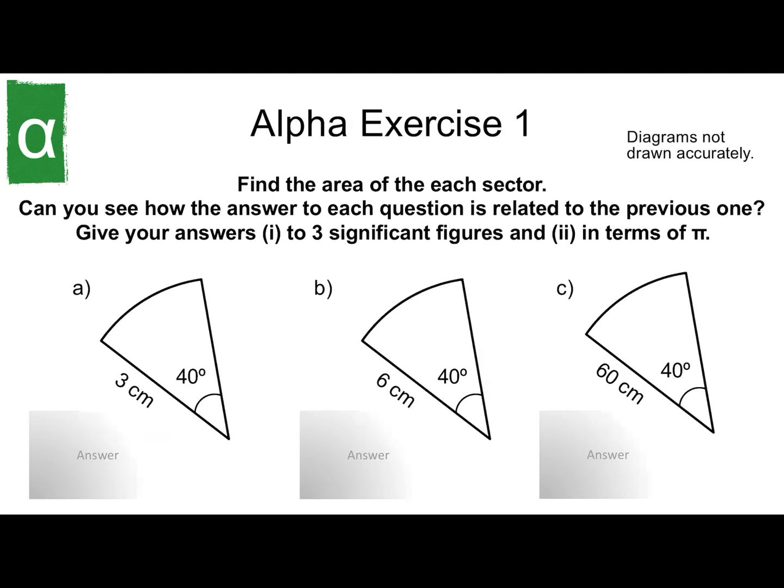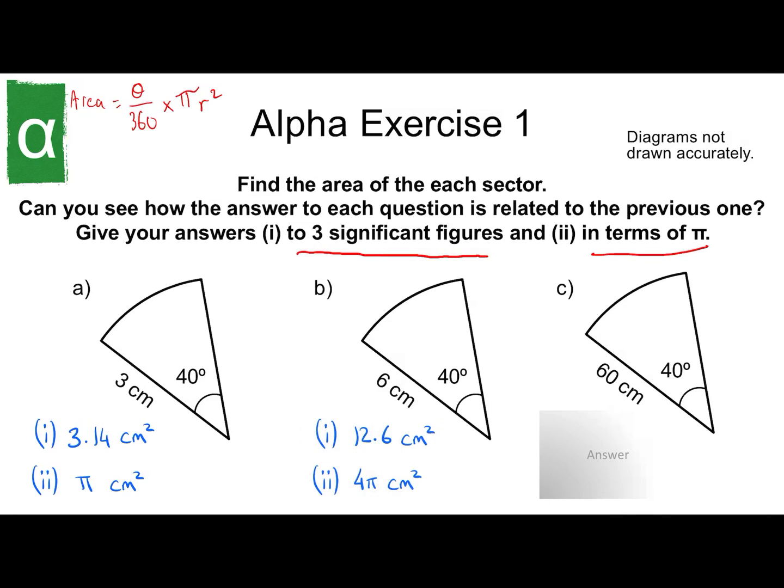Okay, so all we've got to do here is find the area of each sector using that formula. So the area is equal to the angle of the sector divided by 360 times pi r squared. R is the radius of what would be the entire circle. So stop your video and see if you can have a go at these, writing your answer to 3 significant figures and in terms of pi. So you can write an accurate answer or a rounded off answer to 3 significant figures. Stop your video and have a go.